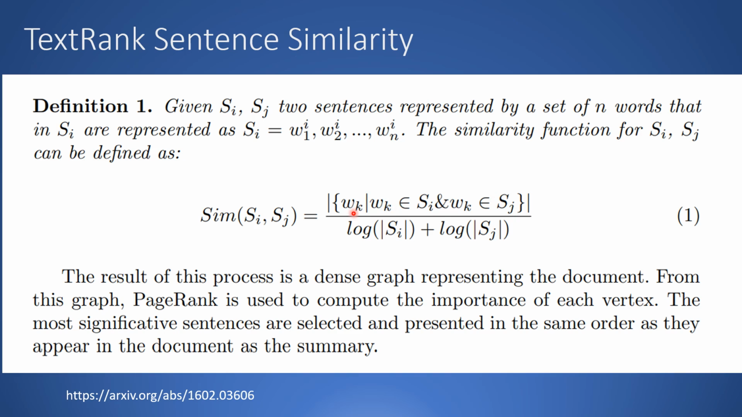So the count of the words that are common in both the sentences Si and Sj is divided by the length of Si and Sj, but they have used the log of the length of Si and the log of the length of Sj, right? So this is the similarity metric which they use, and using this similarity metric, a graph is constructed which represents the document. From this graph, PageRank is used to compute the importance of each vertex. The most significant sentences are selected and presented in the same order as they appear in the document as the summary of the document. So this is what is happening in the TextRank algorithm.